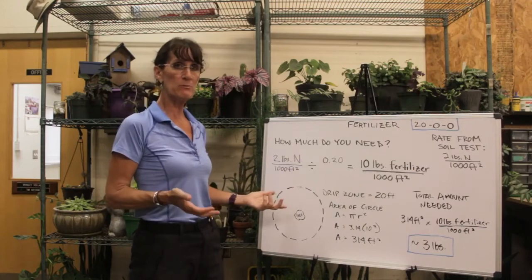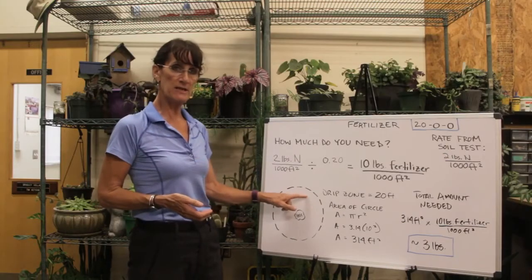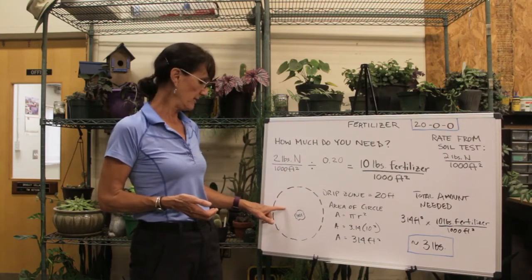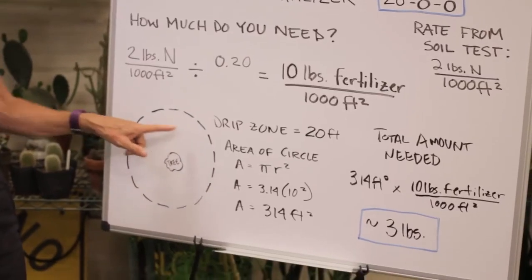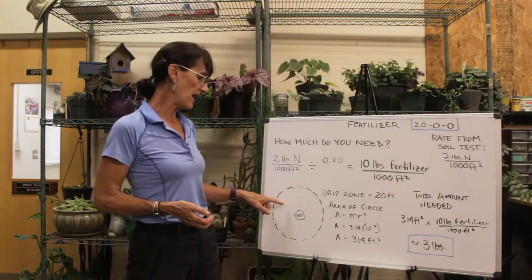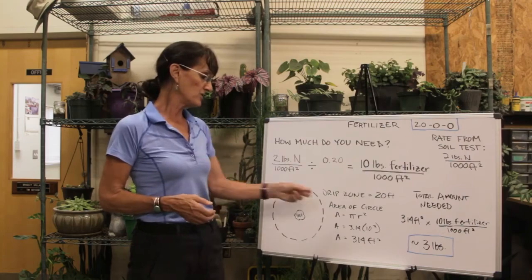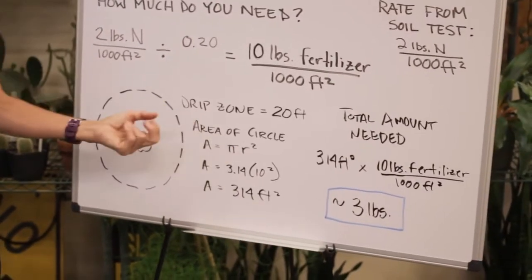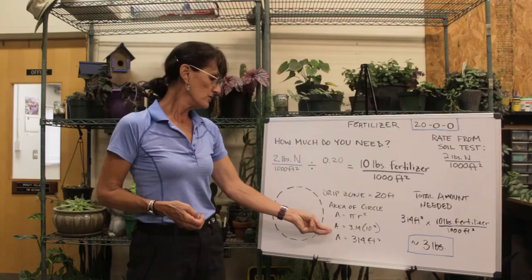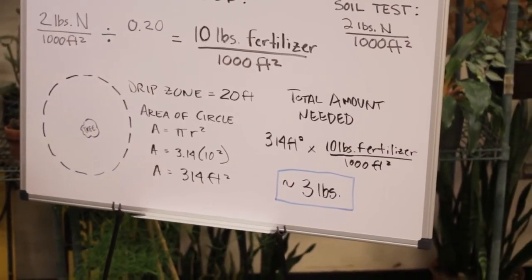In this case, because I'm going to be talking about fertilizing woody plants, I've got the drip zone indicated for this particular tree. And you'll see the drip zone of this particular tree is 20 feet across. And so the area of that is calculated for the area of a circle, which is pi r squared. And so we come up with the radius being, remember, half of the diameter. So the area for this particular circle is 314 square feet.